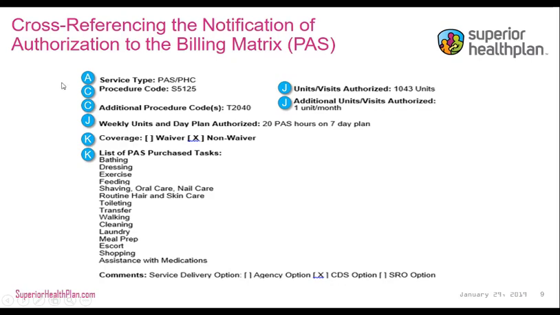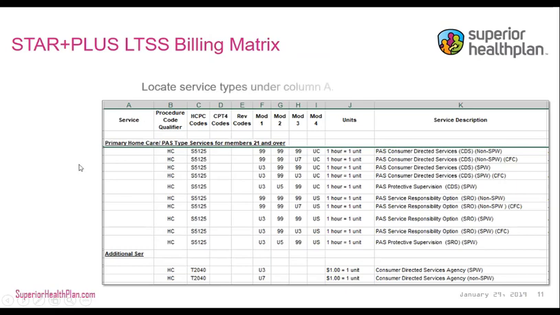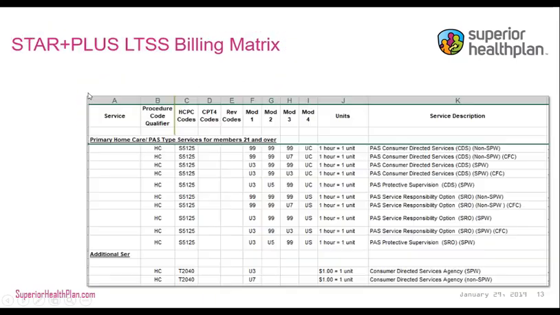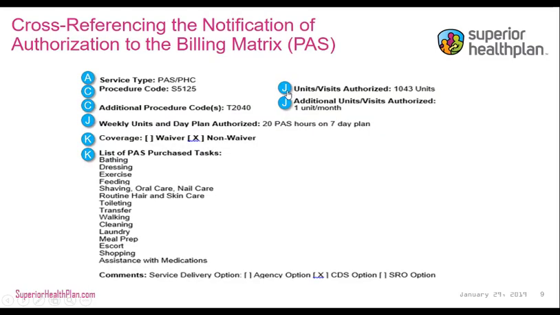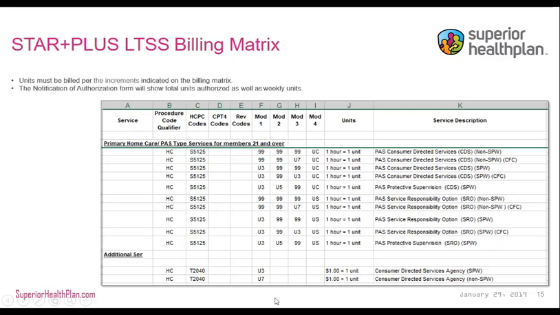You'll also note that each of the columns from the billing matrix are indicated next to the items on the authorization of notification form. We'll take a closer look at service type. This can be located on the billing matrix under column A. Procedure codes can be located under column C. Units and visits authorized can be located under column J.